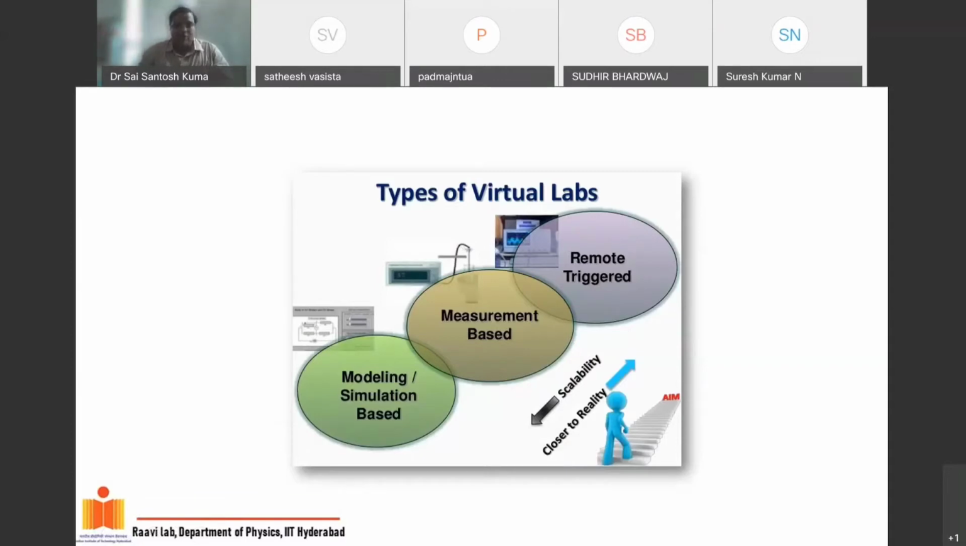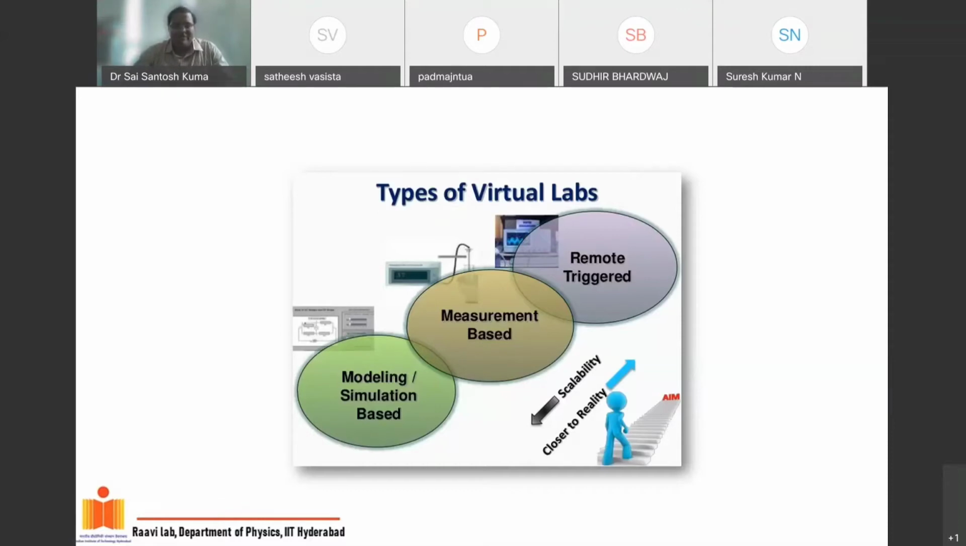The other one is the modeling simulation-based lab, which has two purposes. One is that you can do the simulations on some clusters. This happens for all the theoretical or computational researchers. The other one is what we are actually trying to do. We are trying to simulate what is happening in the lab atmosphere.